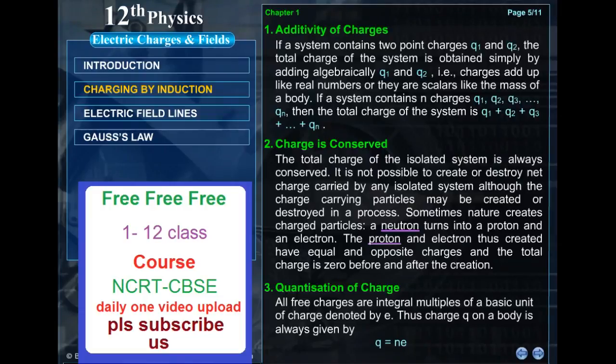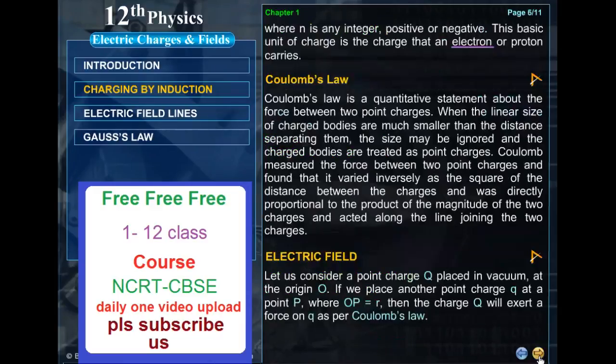Quantization of charge. All free charges are integral multiples of a basic unit of charge denoted by e. Thus, charge Q on a body is always given by Q = ne, where n is an integer, positive or negative. This basic unit of charge is the charge that an electron or proton carries.